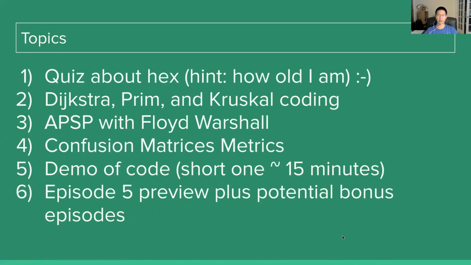Some topics to go over today. Just a quick quiz about hexadecimal, hint how old I'm going to turn. How old am I going to become? Dijkstra, Prim, Kruskal, APSP, all pairs shortest path with Floyd-Warshall, including a little dynamic programming review, confusion matrices metrics, and a very short demo of the code, which is like 15 minutes. I know last time the demo went way too long. This time will be way shorter. And finally, episode 5 preview, which is, of course, a very nice topic of ROC, receiver operating characteristics, plus some potential bonus episodes you might be having.